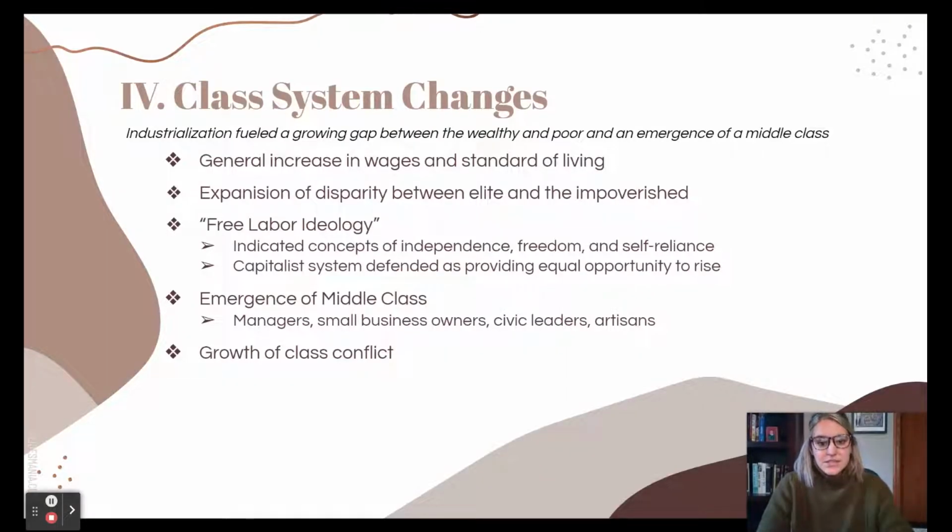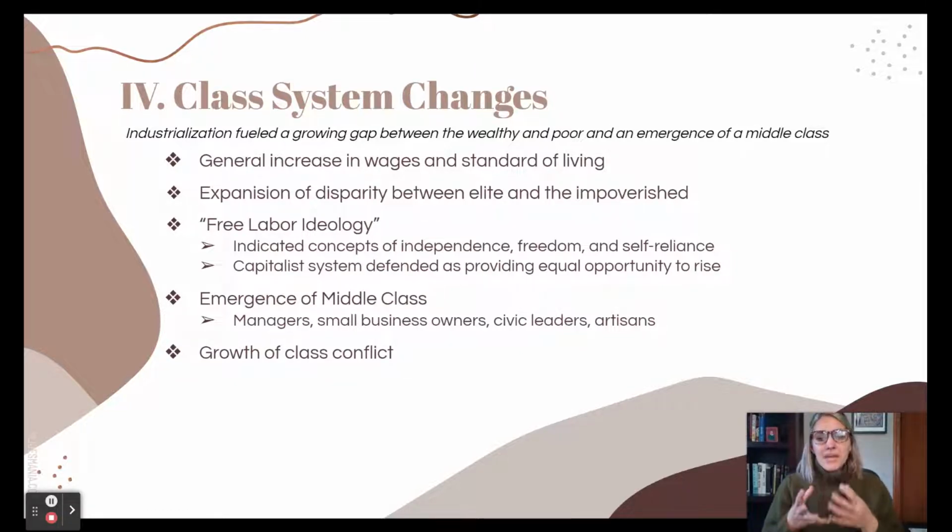So we see of these workers that there becomes a growing gap between the wealthy and the poor. So while there is an increase in wages and most people have a greater standard of living, the separation between the wealthy and the poor grows significantly in this time. And one reason for that is going to be what's called the free labor ideology. And this is that capitalism is good because everyone has an equal opportunity to rise. And so is this idea that anyone has the opportunity to go from being poor to becoming a millionaire. And while that was rare, there were enough examples of that where people believed it was true.